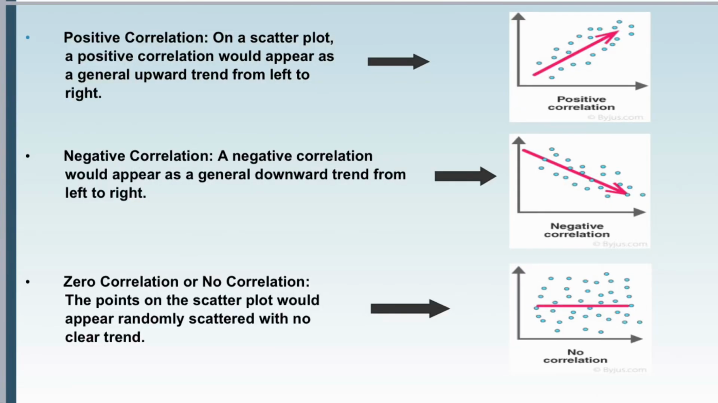Next, for the positive correlation on a scatter plot, a positive correlation would appear as a general upward trend from left to right. For the negative correlation, a negative correlation would appear as a general downward trend from left to right. For zero correlation, the points on the scatter plot would appear randomly scattered with no clear trend.